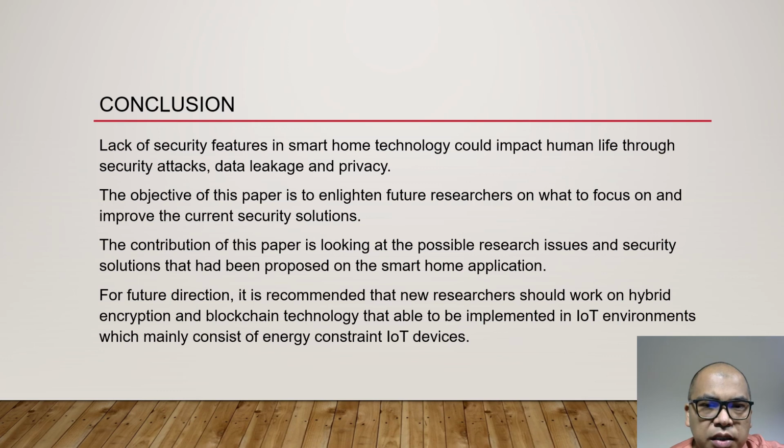So that's the objective of this paper, to enlighten future researchers on what to focus on and to improve the current security solutions. Basically, the contribution of this paper is looking at the possible research issues and security solutions that have been proposed for the smart home. For the future direction, it is recommended that new researchers work on hybrid methods that combine encryption and blockchain technology. I hope it can be implemented in IoT environments, which mainly consist of energy constrained IoT devices.